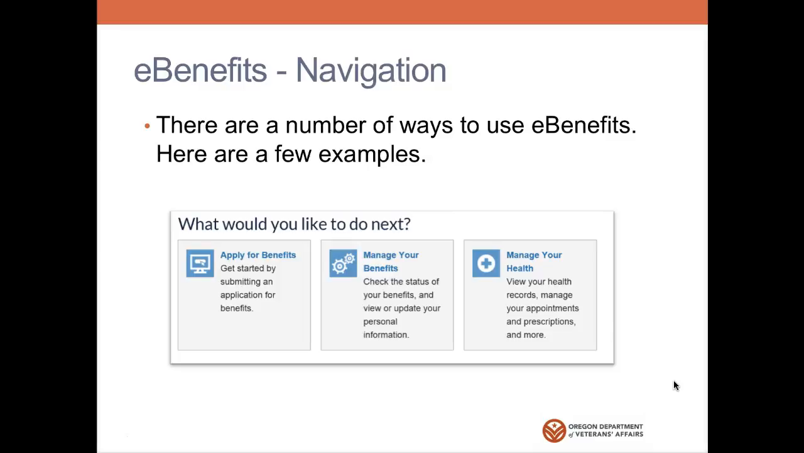There are a number of ways to use e-benefits. Here are some examples. You can actually apply for benefits right on e-benefits. Now, as a veteran service officer, I'm not a big fan of this. Why? Because if you go as a veteran or a dependent and you're applying for benefits, and I don't know about it, then I can't help you that well. So I don't encourage people to do that as often. But there are those times when I may help them navigate it, such as removing or adding a dependent.